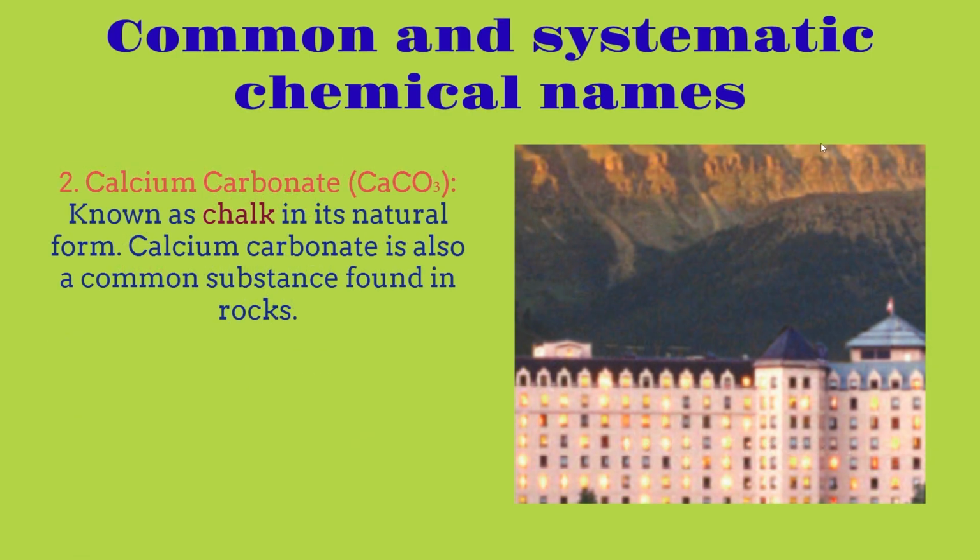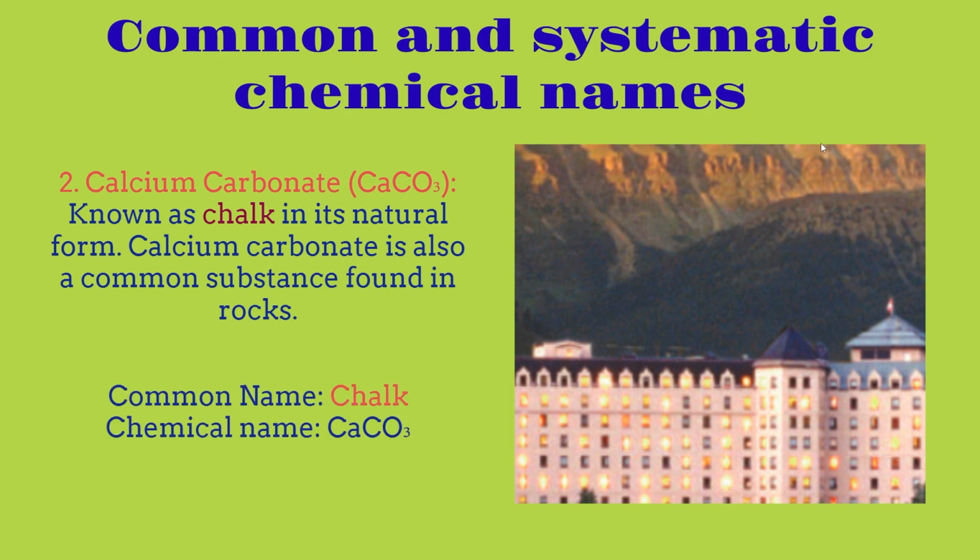Now we're going to go over the second example, which is calcium carbonate, also known as CaCO3. Calcium carbonate is also known as chalk in its natural form. It is also a common substance that is found in rocks. As we explained before with the stalactites, we know that calcium carbonate is CaCO3, and in its natural form it's chalk, and it's also found in many different things. The common name for calcium carbonate is chalk, and the chemical name is CaCO3. So this is our second example to help us understand chemical and systematic names.